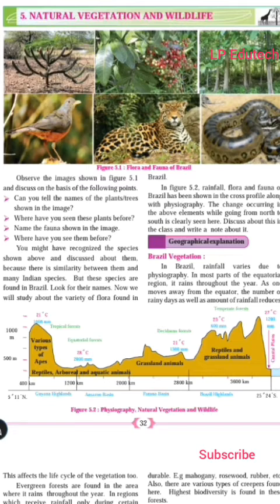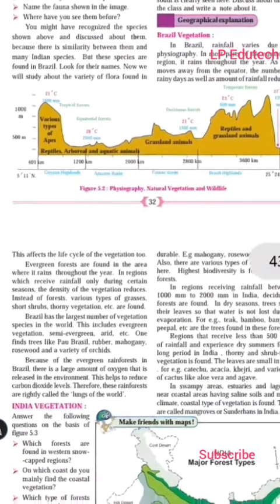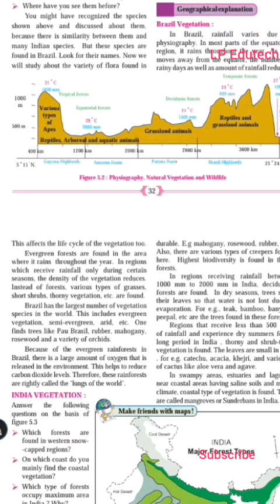In figure 5.2, physiography and natural vegetation and wildlife, rainfall, flora and fauna of Brazil have been shown in the cross profile along with physiography. The change occurring in the above elements while going from north to south is clearly seen. Now here we will discuss and write about it.